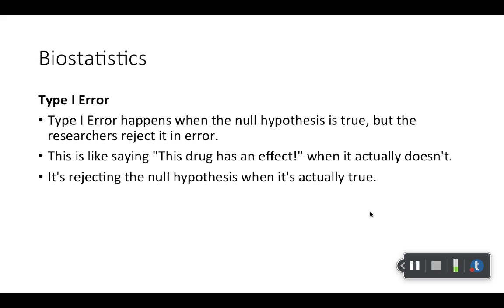Type 1 error. We've been talking about this a little bit before, but this happens when the null hypothesis is true, but the researchers rejected it in error. So it's saying that there is no difference between placebo and paroxetine, but you are rejecting it. You're saying that there is a difference, when in reality there is not a difference. So it's a type 1 error. It's saying this drug has an effect when it actually does not.